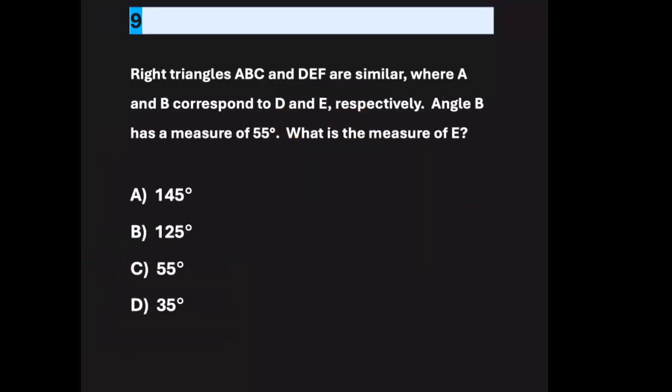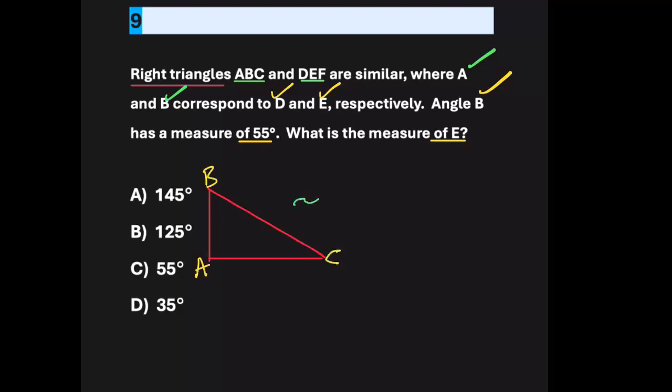Question number 9, right triangles. Triangle ABC and triangle DEF are similar, where A and B correspond to D and E. Angle B has a measurement of 55 degrees. What is the measure of E? Let's draw the 2 triangles. This is triangle A, B, and C, which is similar to D, E, and F.